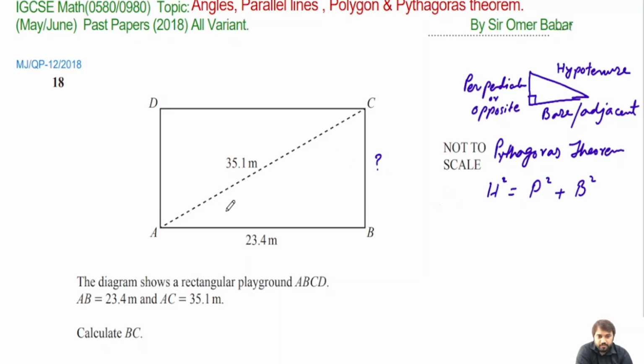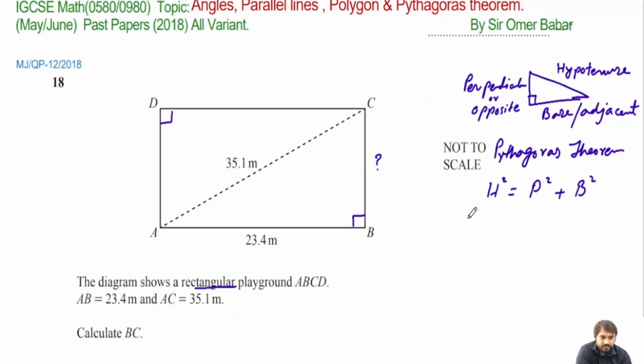Here we are going to apply this theorem. Hypotenuse, that is AC, is 35.1 meter. How can we say that this is hypotenuse? We already know that in a rectangle or rectangular playground, these angles are of 90 degree. All angles are of 90 degree. So we need this portion, that is ABC. So I'm gonna erase these two. So this is our angle of 90 degree. Opposite to this one is our hypotenuse.